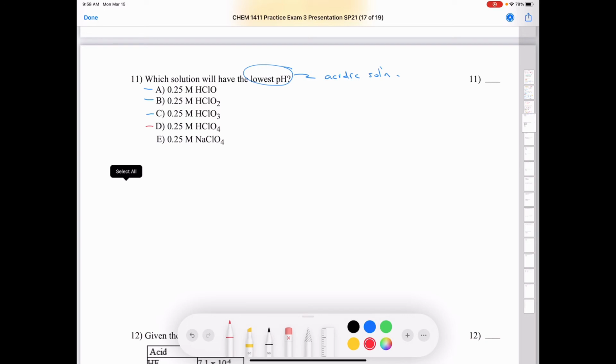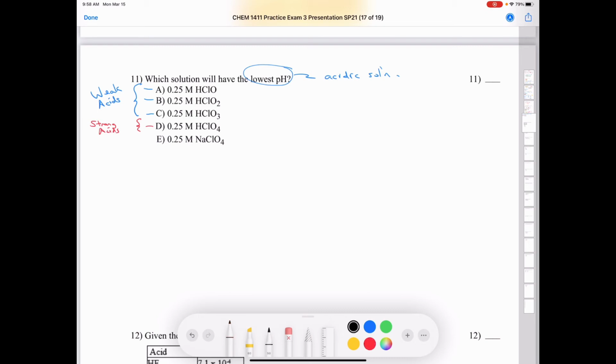Well, the thing about A, B, and C is that hypochlorous acid, chlorous acid, and chloric acid are all weak acids, and they're in the same concentration as perchloric acid, which is a strong acid. And we know that strong acids dissociate completely, whereas a weak acid is only going to dissociate partially. And so therefore, I know that D is going to have a lower pH because it's going to be more acidic than any of A, B, or C.